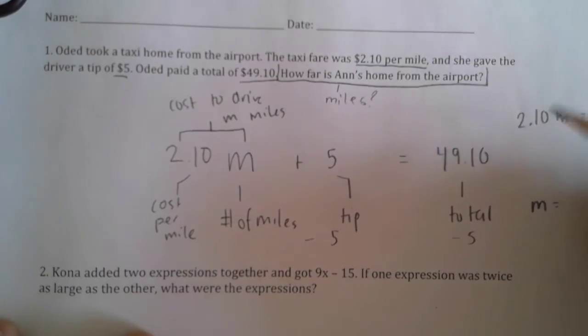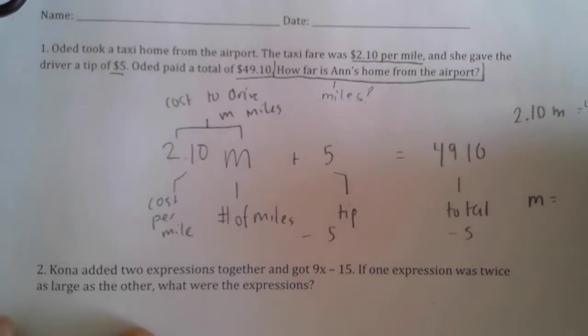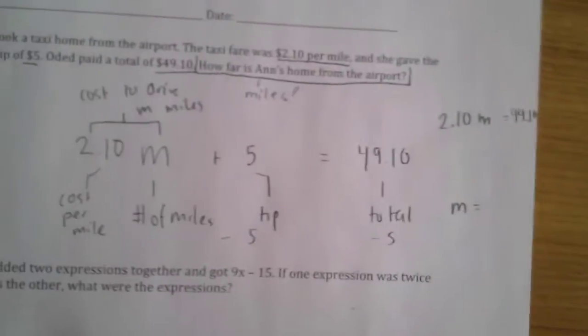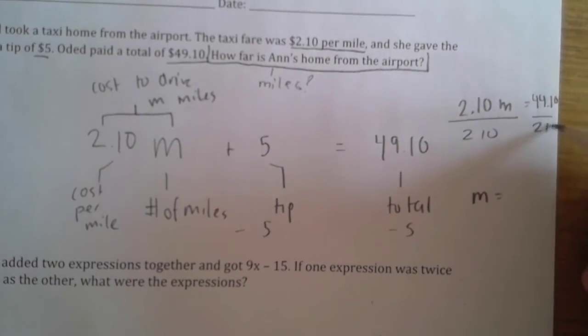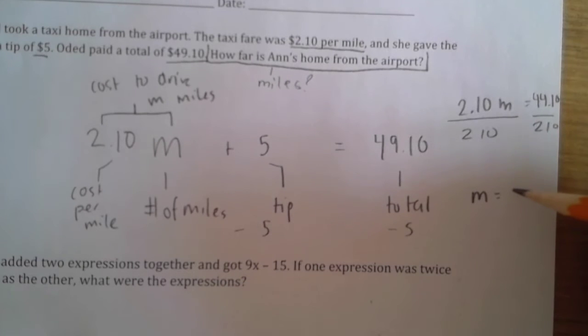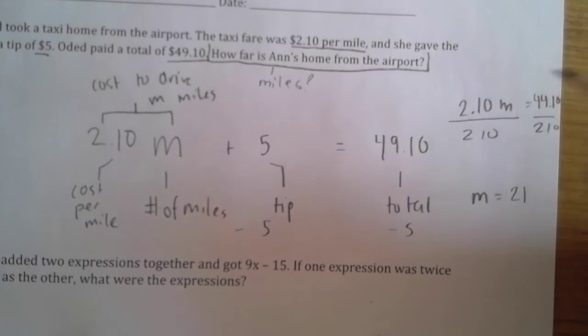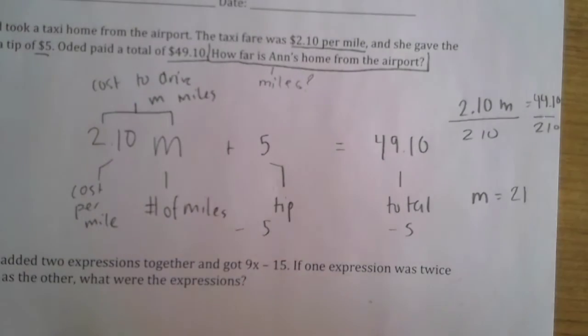At that point, it's just getting our variable by itself. We need to do the inverse operation here. I'm doing 2.10 times M. I'm instead going to divide both sides by 2.10. And when it's all said and done, M is equal to 21. Odette has to drive 21 miles to get from the airport to her house. That is question 1. And I'm breezing through this because I'm expecting you guys to understand it by now based on the work that we've done in class already. We'll move on to question number 2.